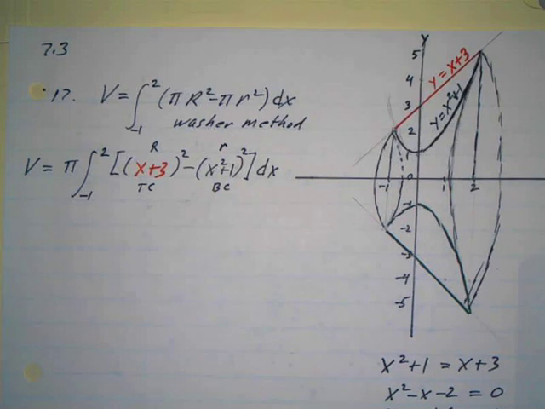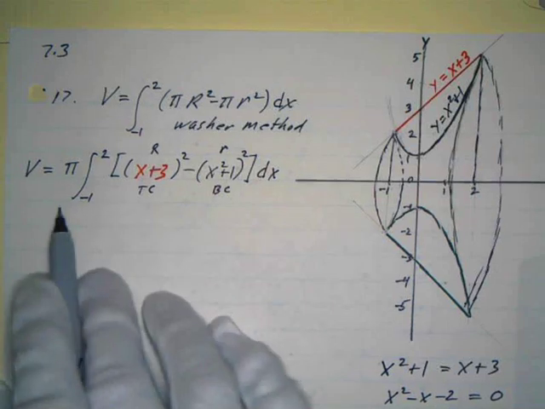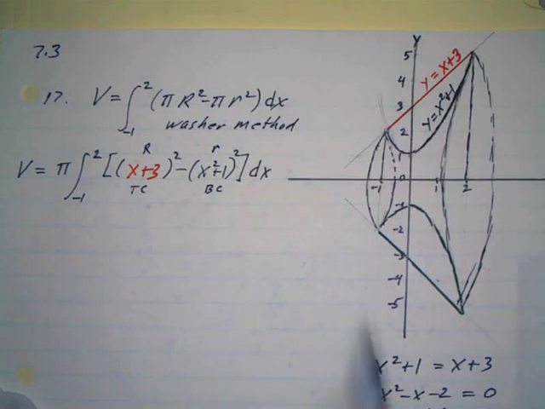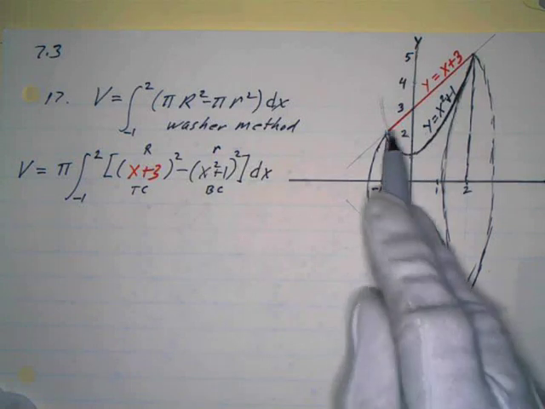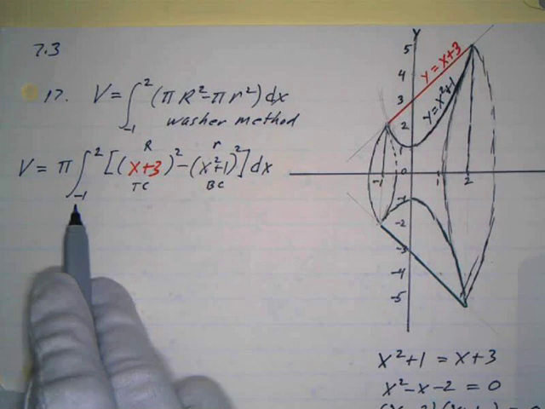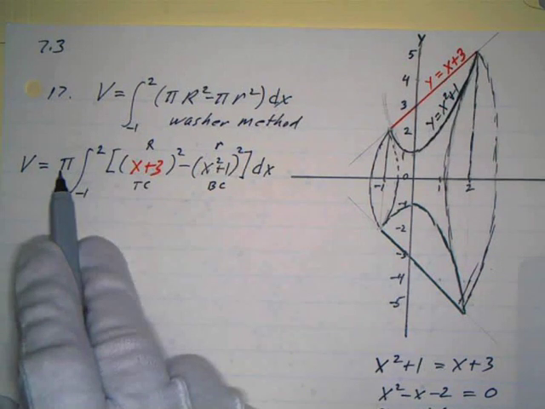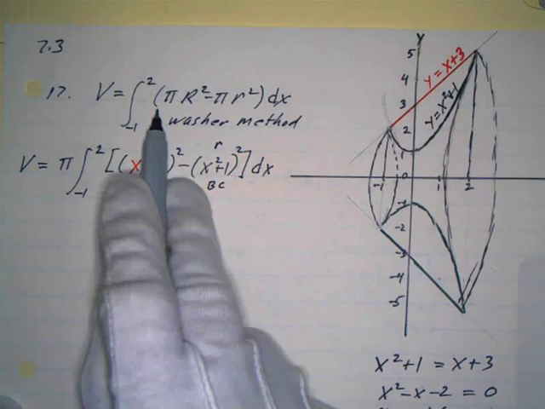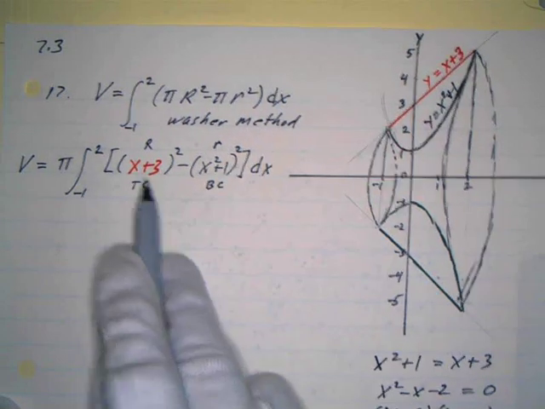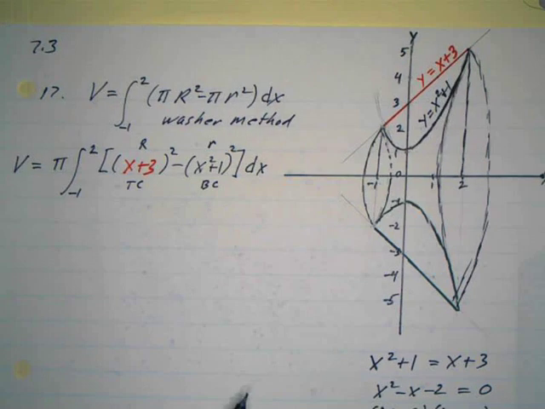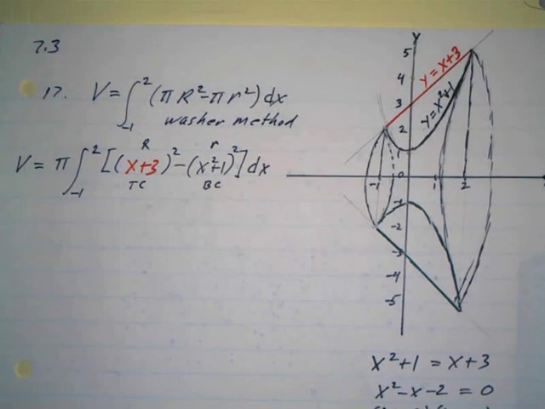So now we just have to work it out. Once you have it set up, everything is easy from there. Again, we found our intercepts, or intersections, and this was at -1 to 2, so we're going to integrate it from -1 to 2. I pulled out the pi, because that's our general form for the washer method, and the big radius minus the small radius. Now we just have to go to work and do all the mechanics.